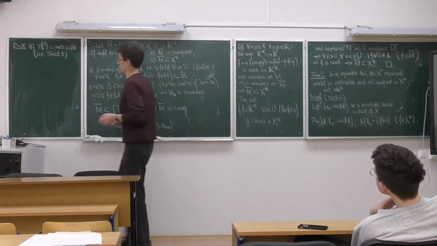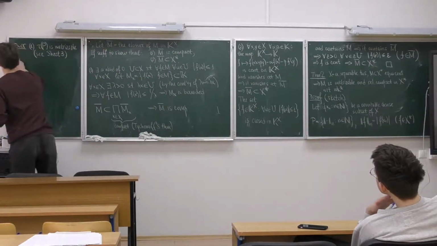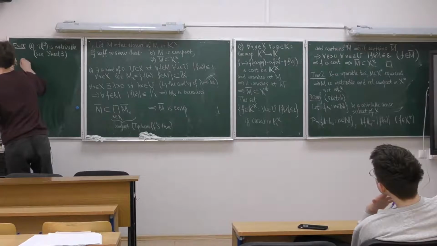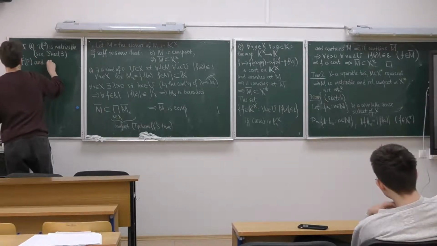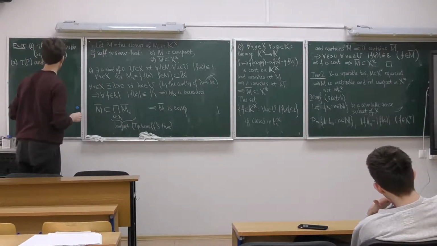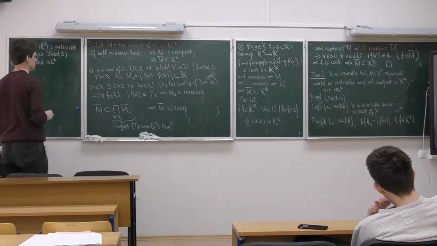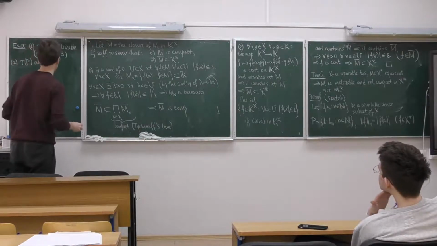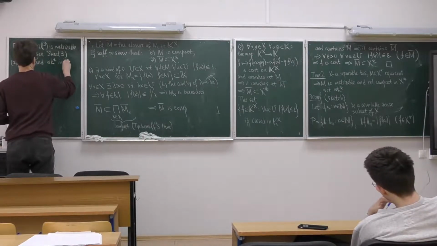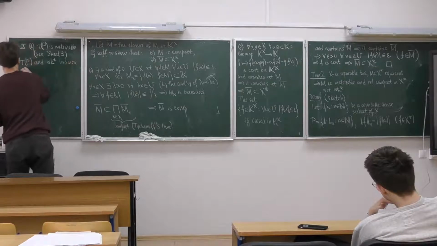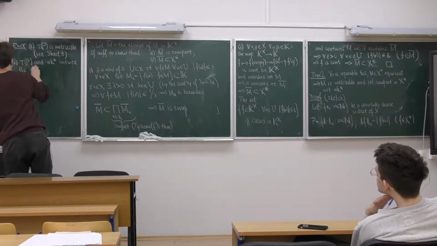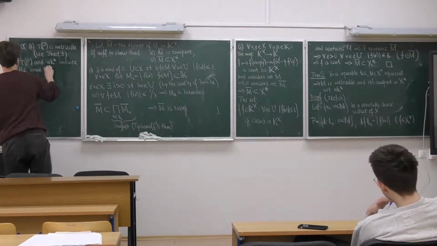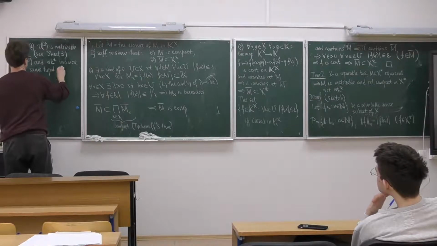And the second exercise: if we look at the topology tau of P and at the weak star topology, I don't claim that they are identical. In general, this is not the case. But I claim that they induce the same topology on M.